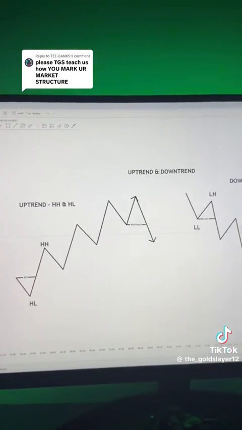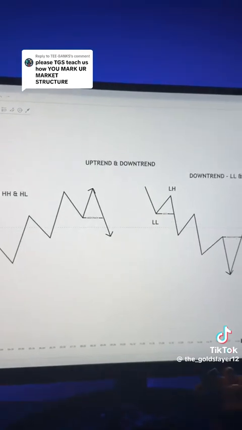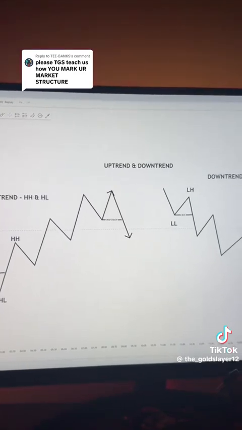So I've taught you market structure. I've also taught you what break of structure and the market structure shift is, very, very easily. Do you understand that? I'm going to do a live demonstration in the next video, so don't forget to follow me.